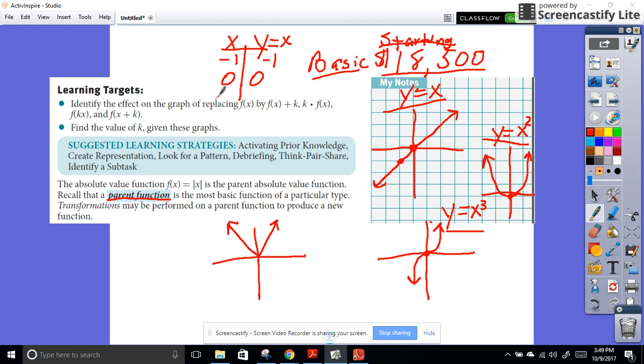Pick another point. You pick the point 2, plug in 2 for x. If you plug in 2 for x, then what does that say? y is equal to 2. Then the point 2, 2 is on the graph. Okay, you could do the same thing for these. Plug in the same values.